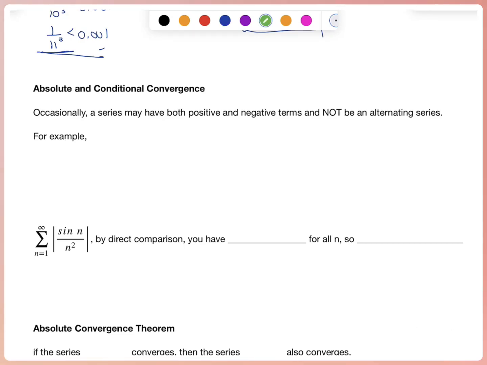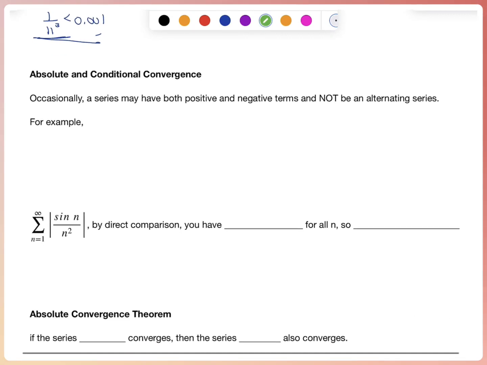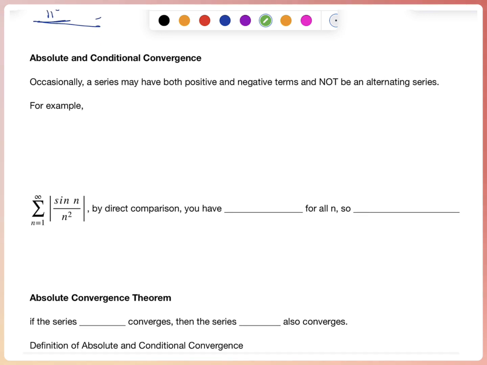Okay, in the last couple of videos, we've been talking about alternating series, how they converge, and the alternating series remainder theorem. But occasionally, a series may have both positive and negative terms but not be an alternating series. For example, trig will sometimes do this.